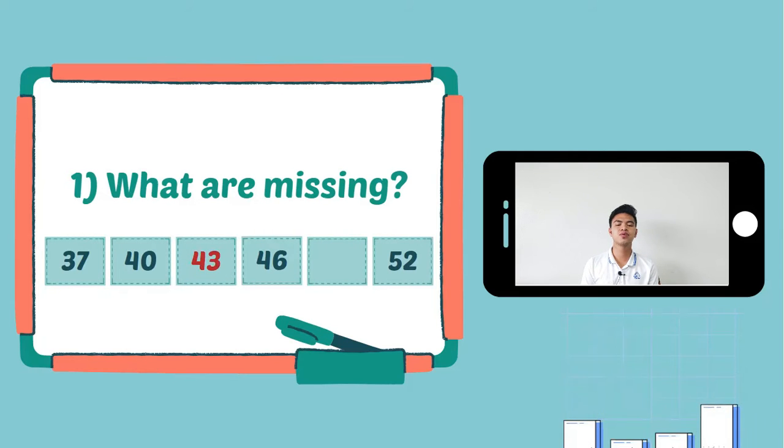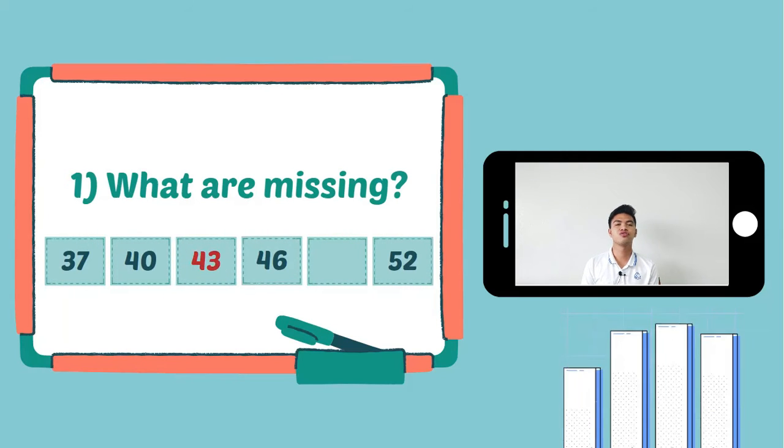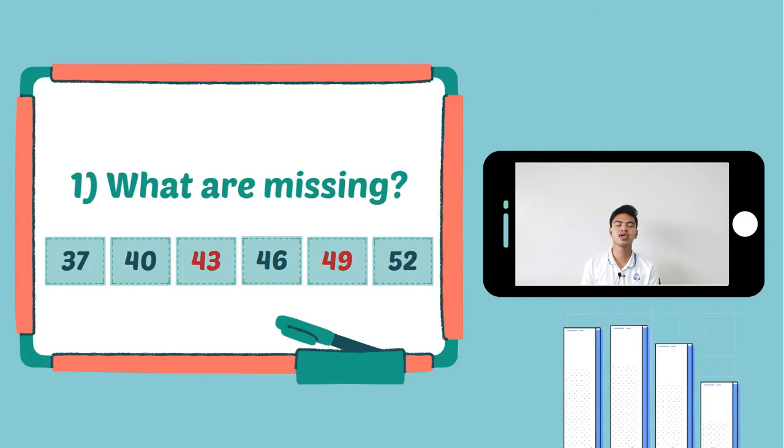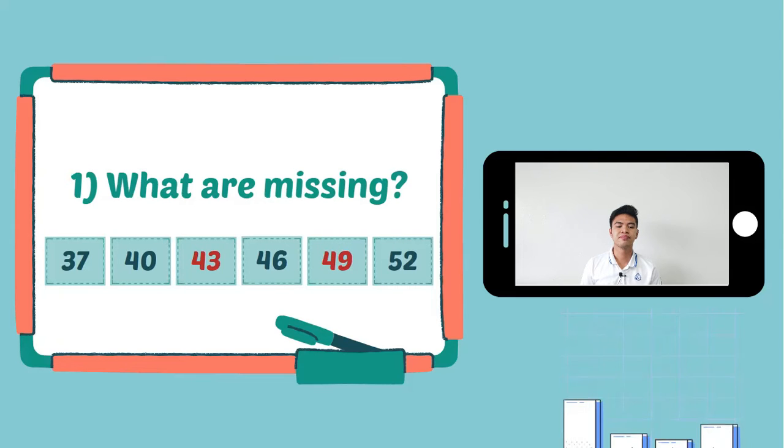And then as we can see, we added 3 again. So 43 plus 3, it became 46. And then 46 plus 3, what do you think is the correct answer? Good job! The correct answer is 49. 46 plus 3 is 49. And then if we are going to add 3 again, it will be 52. Okay, let's go to number 2.